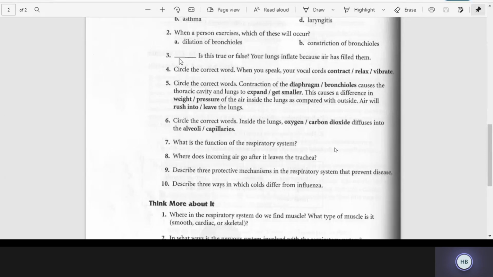Okay, so question number 3, is it true or false? Another tricky question, but you can try giving me your answers to see whether you understand the lesson or not. Okay, for question number 3, is it true or false? Just tell me your answers. Your lungs inflate because air has filled them. It's false. Very good.